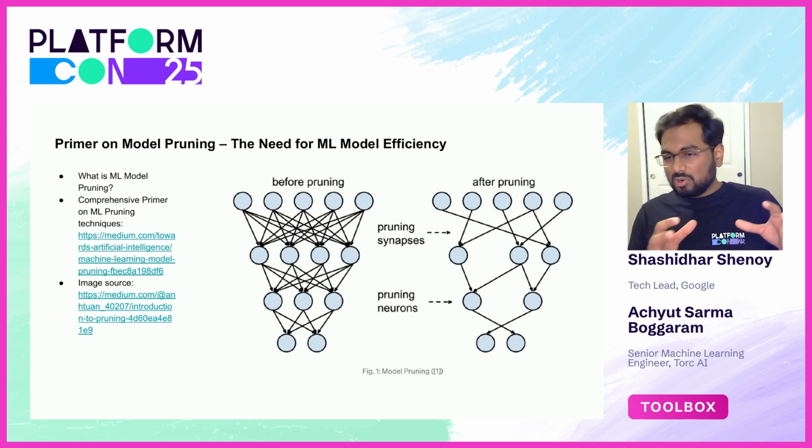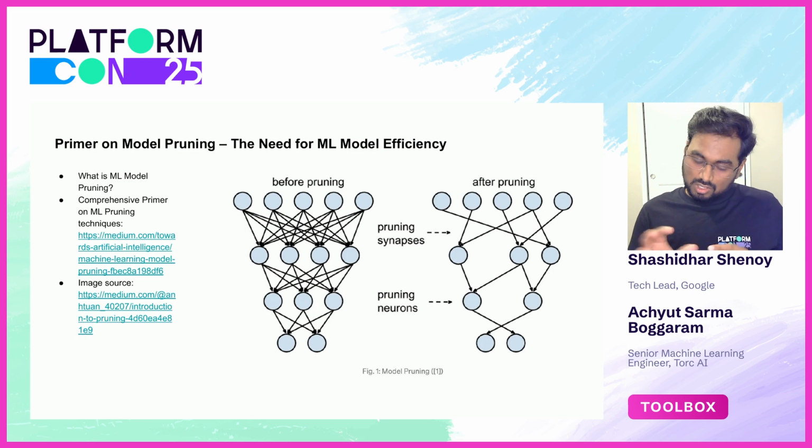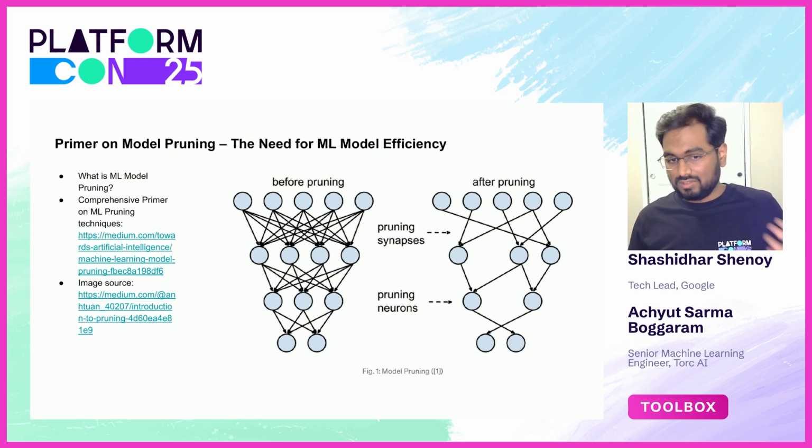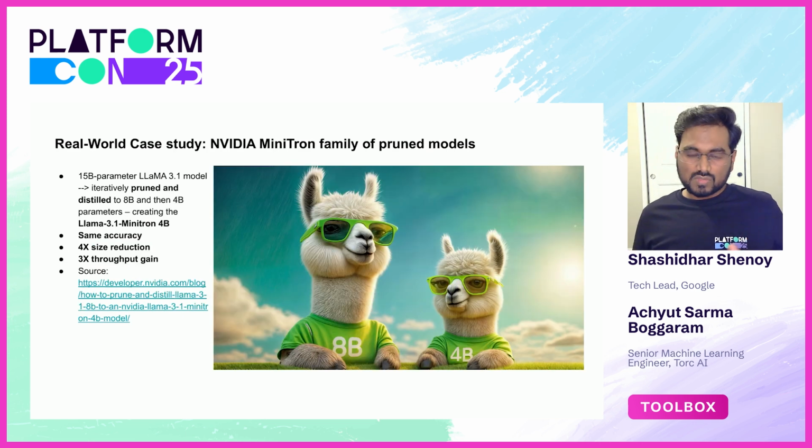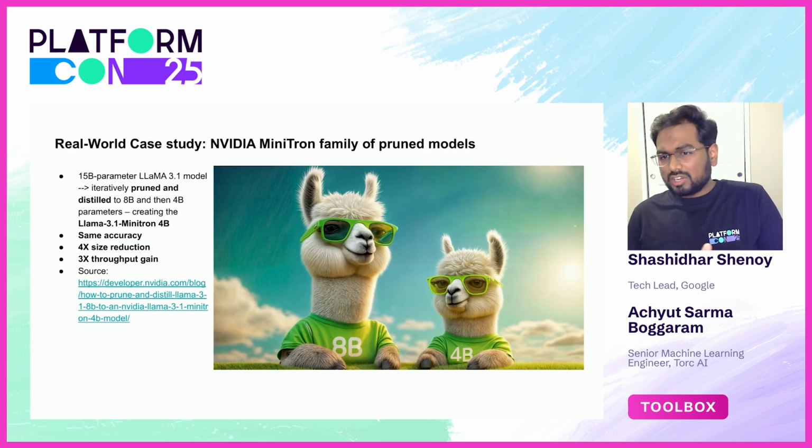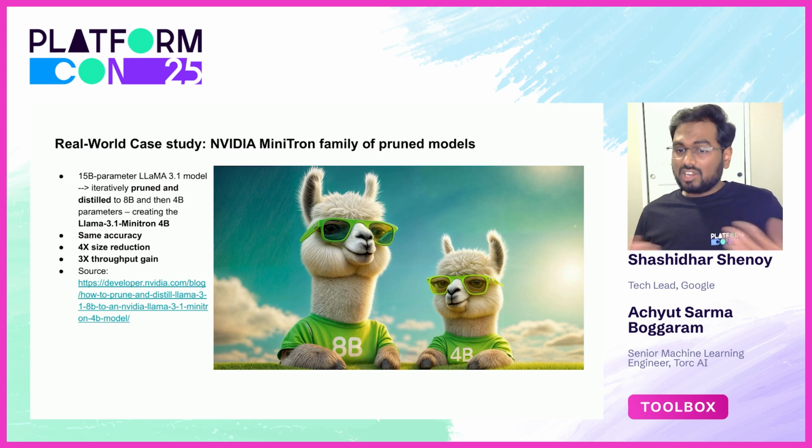And we only prune the machine learning model weights and not the biases, because if you prune the biases, your performance degrades quite heavily. And there is a good primer I wrote about machine learning model pruning. It's a more comprehensive guide. Please check it out.